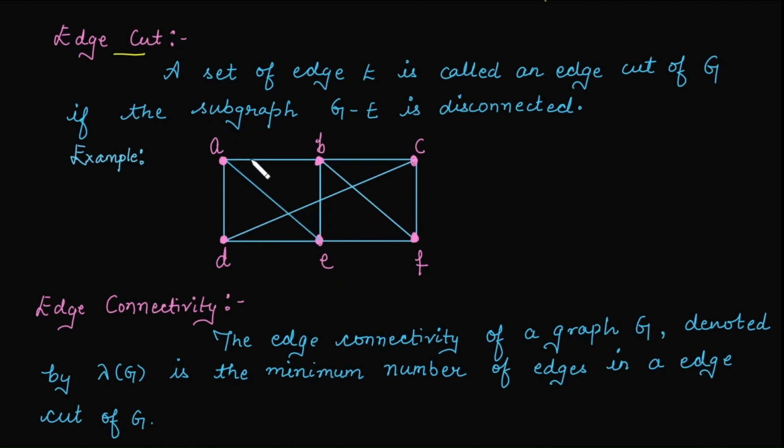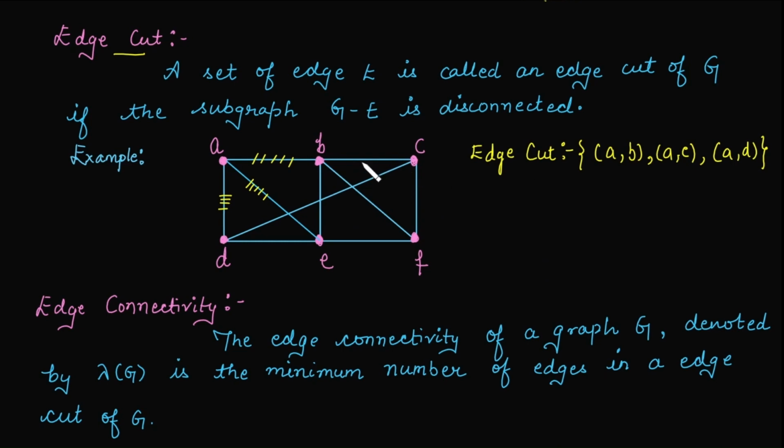If you remove the edge A to B, does this disconnect the graph? The answer is no. If you remove the edge A to E, we still find a path between every pair of vertices. And if you remove the next edge AD, now we cannot reach the vertex A from any of the other vertices. So now this is a disconnected graph. First we will take the edge cut by removing the edges AB, AE and AD.